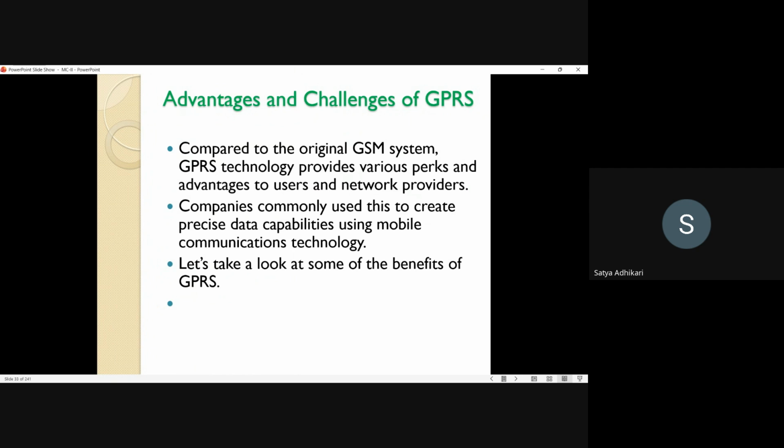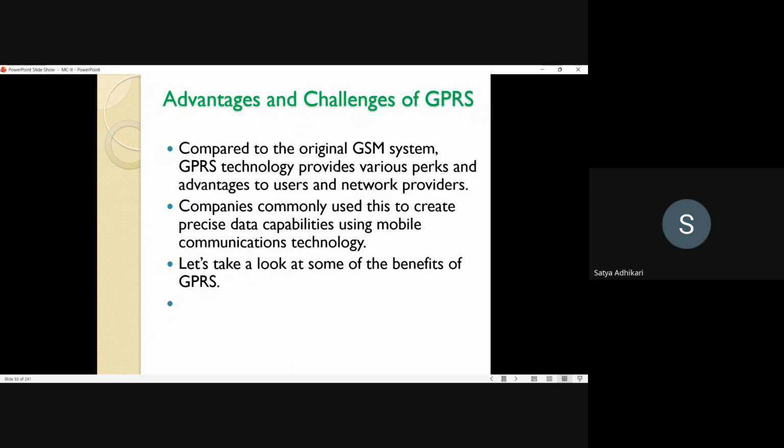Let us discuss some advantages and challenges of GPRS. Compared to GSM, we have already discussed what the GSM network is, its features and also its architecture. Compared to that network, GPRS technology provides various perks and advantages to users and network providers. Companies commonly use this to create precise data capabilities using mobile communication technology.